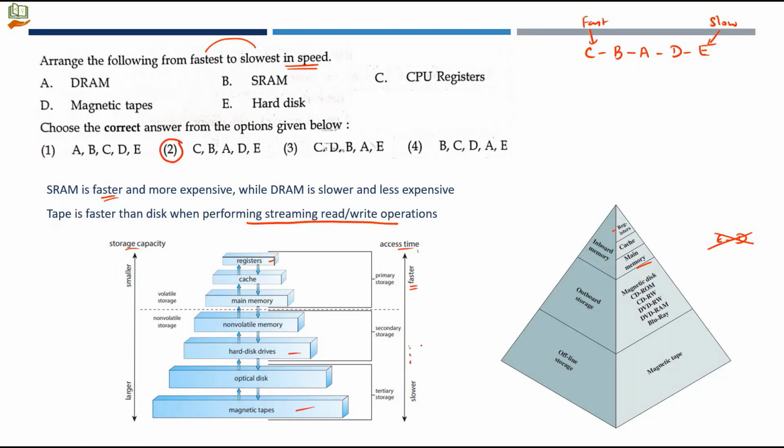Hard disk seems to be faster than magnetic tapes, but they have given a supporting statement that tape will be faster than disk. That's why we are marking D first and E next. So C comes first. Between A and B, you have only one option with B and A. With this itself, you can mark option 2 as the answer.